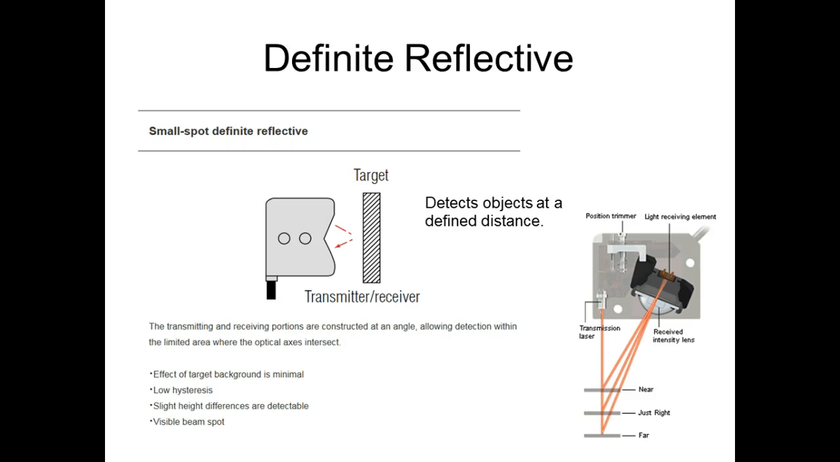That's like passing batons at a relay race, right? So a definite reflective is looking for the light to be reflected at a certain distance, right? Does that make sense? So here, this would be what? Too near. This right here would be too far, and this right here would be just right. So you can actually see this unit inside that. You can see the beam shooting straight down, and then on the side you see an angle, a lens angle.